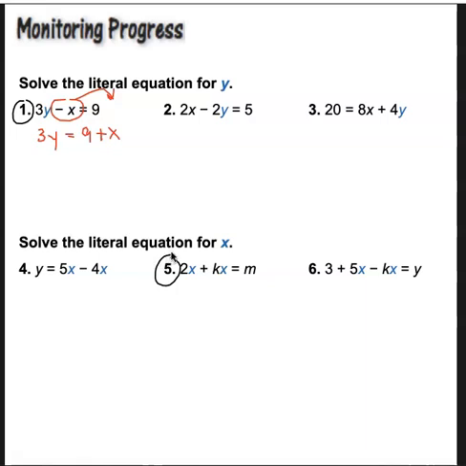I don't want 3y, I want y. How do you get rid of this 3? Divide by 3, and now you have the option here of dividing both terms. So you go y equals x plus 9, or 9 plus x, over 3. Or you could have divided, so I'm going to take this step here, you could have divided each one of these by 3.